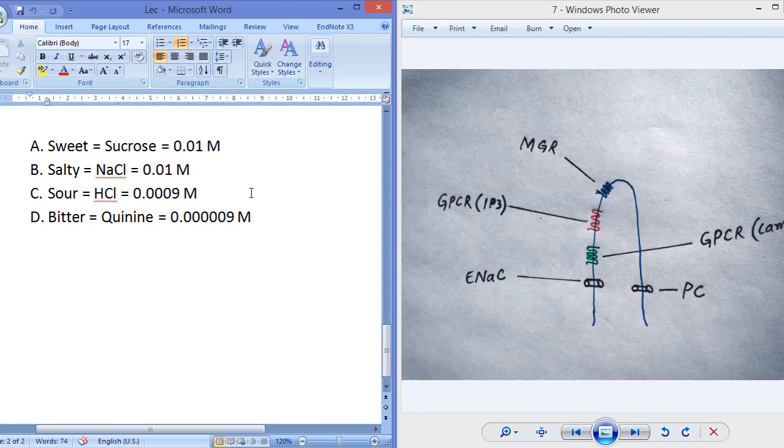So for the sour taste, this is also very low. For the bitter taste, this is extremely low. In extremely low concentration, the bitter taste can be detected, 0.0000009 molar. So this is very low. What is the logic behind this low concentration? You know that a large number of sweet items and a large number of salty items are not hazardous for our health, are not dangerous or harmful for our health.